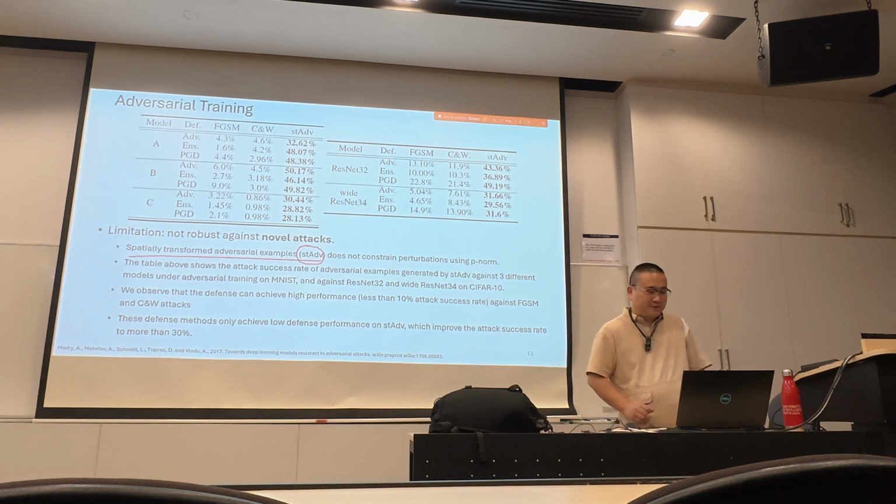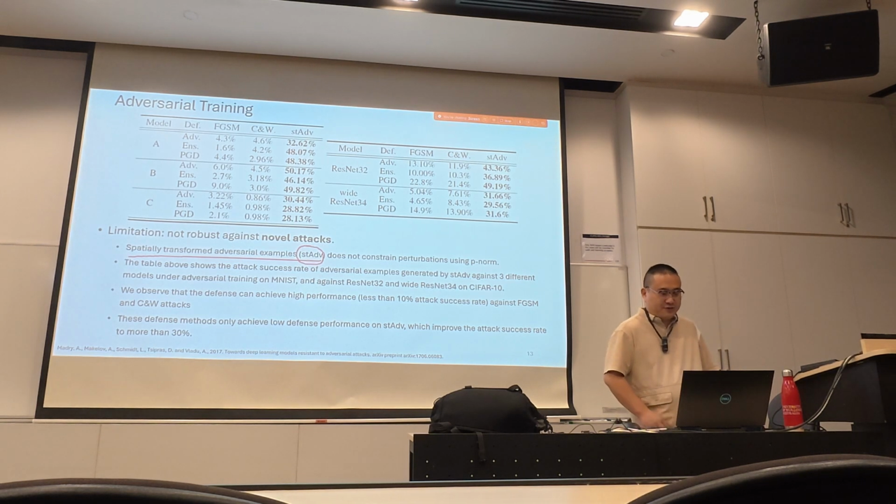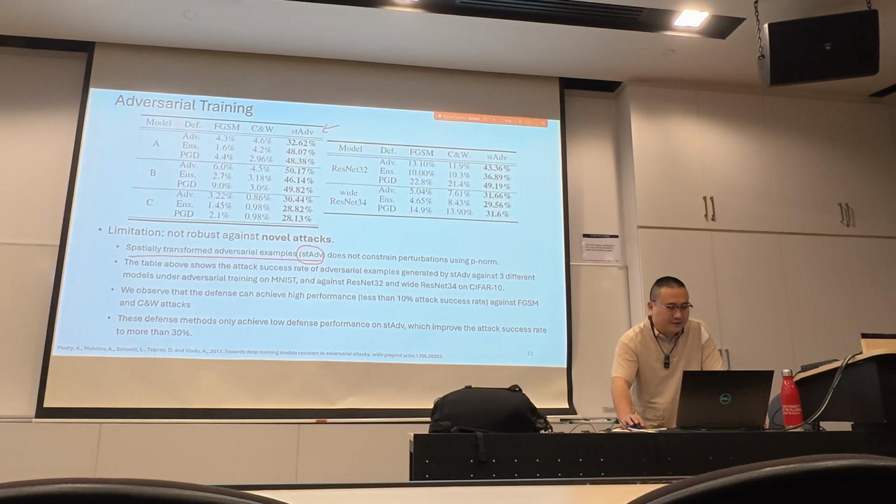We have just discussed that this attack belongs to unrestricted adversarial examples, so it's totally different compared to PGD attacks. This table shows the attack success rates, not the accuracy. For adversarially trained models, it's okay: for other attacks like FGSM and CW, we can lower the attack success rates to below 5%. However, if we apply unrestricted attacks, we can still achieve almost 50% attack success rates.